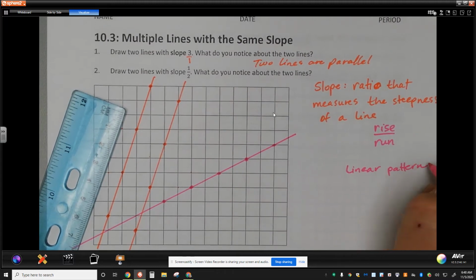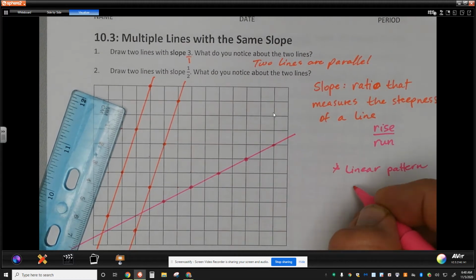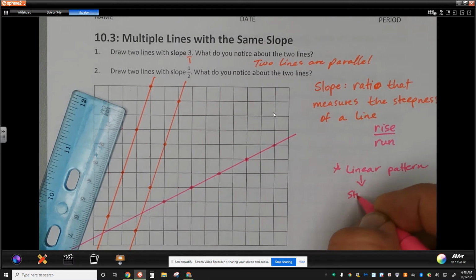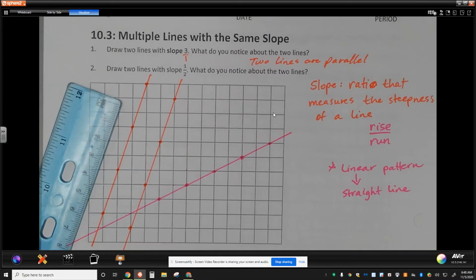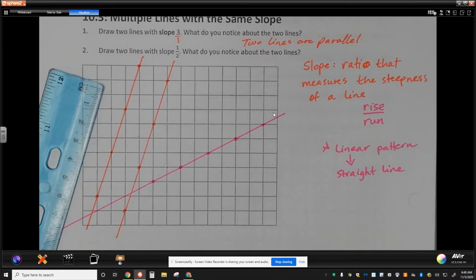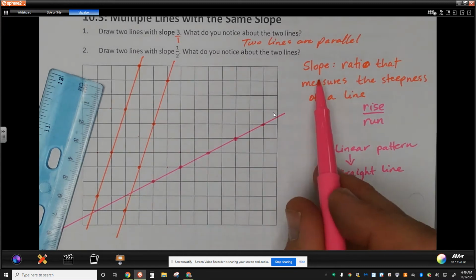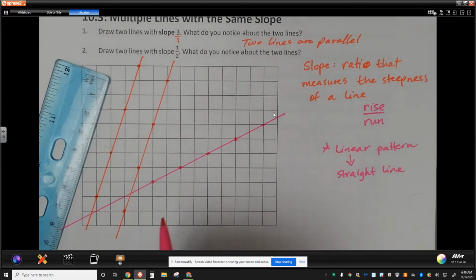Linear pattern, which means that linear gives us a straight line. That word right there, linear, understanding that linear means straight line is vital to everything that you're going to do with math from now on. When we're talking about linear, we're talking about any kind of pattern that makes a straight line because it has a slope or a constant rate.